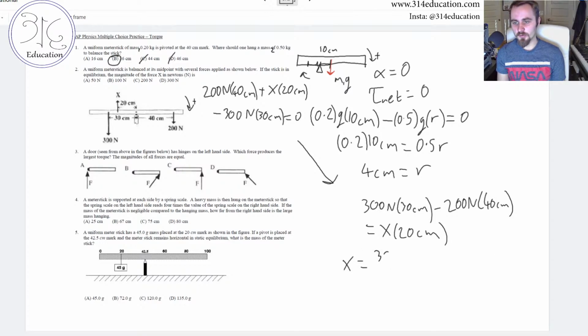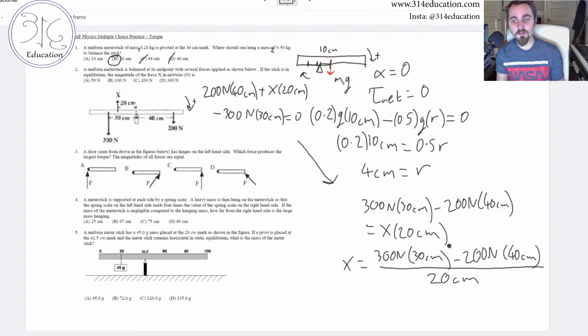giving us x is equal to 300 newtons times 30 centimeters minus 200 newtons times 40 centimeters, all divided by 20 centimeters. And so the units of centimeters cancel out here, so it actually doesn't matter that we didn't convert this into meters. But that being said, we will want to convert to meters if we are going to use this alpha to plug into some sort of rotational kinematic equation. But the fact that this is all balanced means that we don't need to worry about this too much.